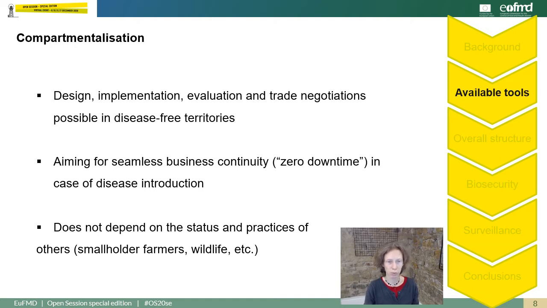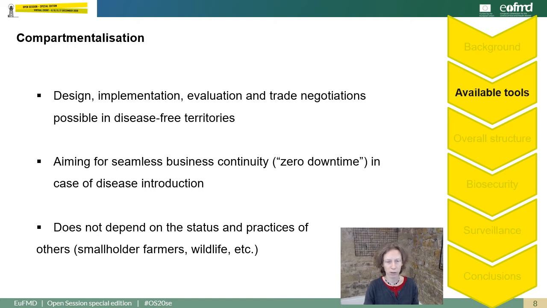It is also possible in an ASF-infected country, but is likely to be more difficult and would address recovery rather than continuity. This means that the trade negotiation can be led in advance and include the conditions for continuity of trade, would the country where the compartment is located lose its ASF-free status. In principle, seamless business continuity is possible, with no downtime in pork export from the compartment.